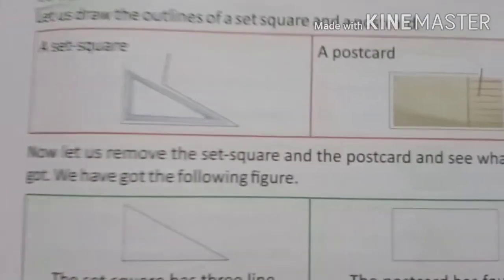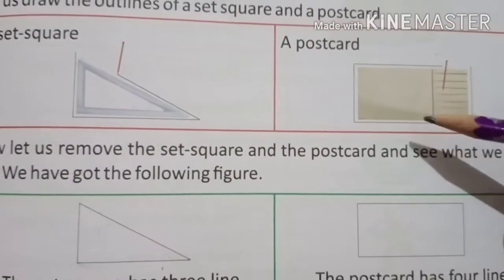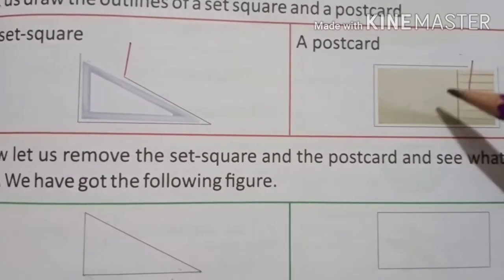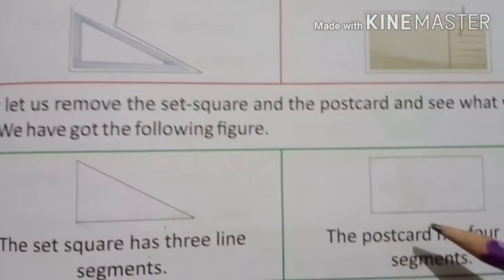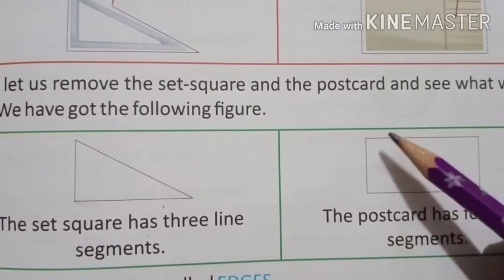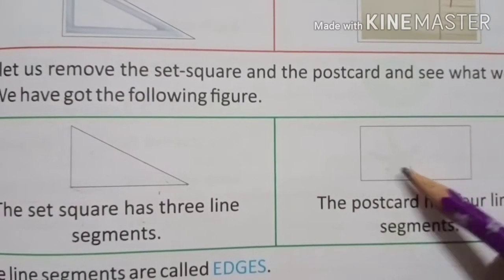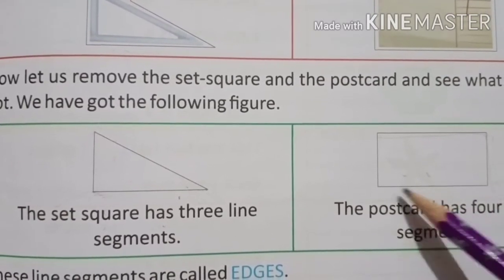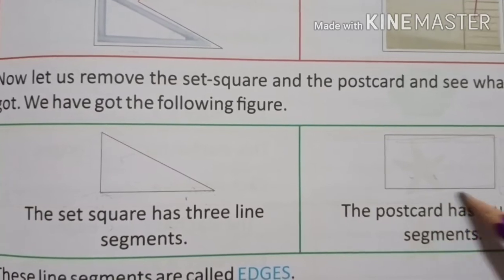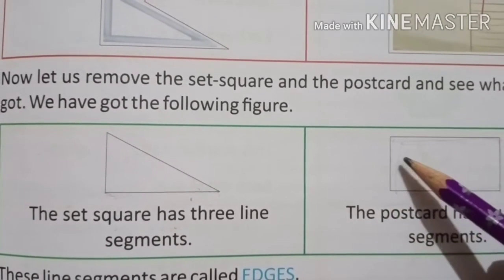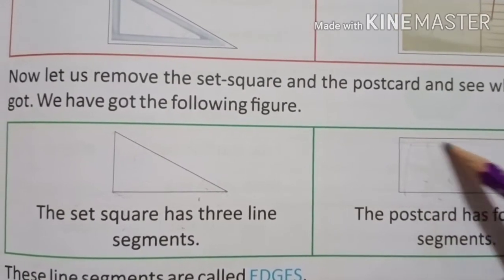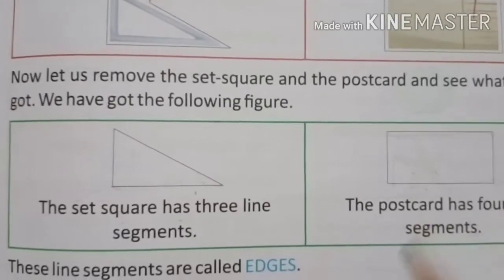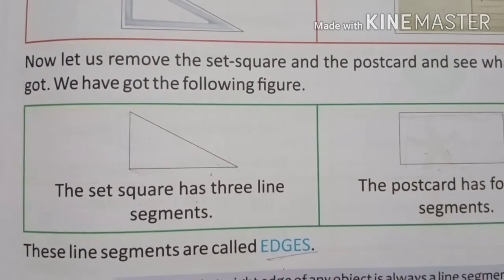Okay. Similarly, just see this postcard. If you put the postcard and draw the outline of the postcard, and when you remove this postcard, you will get this type of figure, that is a rectangle. And the postcard has how many line segments? 4 line segments. Okay, 1, 2, 3 and 4. These 4 line segments in a closed figure are called edges. What are they called? Edges. Clear, children?